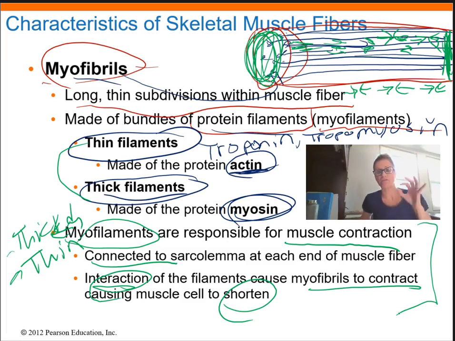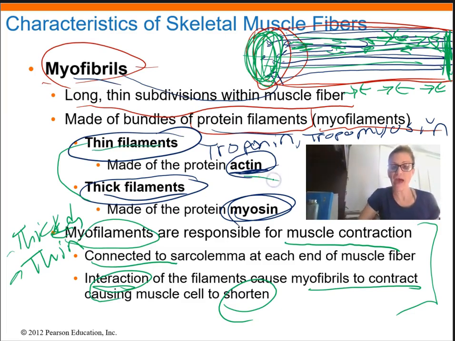Right now, again, I just want you guys to kind of memorize the bolded stuff. Okay, so myofibrils are the strands of protein that make up the muscle fiber. These myofibrils, the proteins, are organized into thick filaments and thin filaments. Thin filaments are made of actin. Thick filaments are made of myosin.